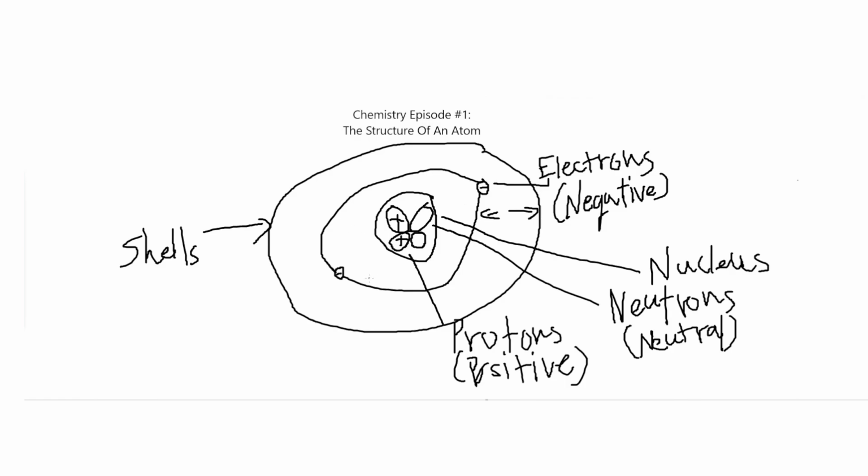As you can see, what I've drawn here is a neutral atom of helium. Helium has two protons, which means if it was neutral, it'd have to have two electrons, because two positive charges and two negative charges cancel each other out. So this is a neutral atom of helium.